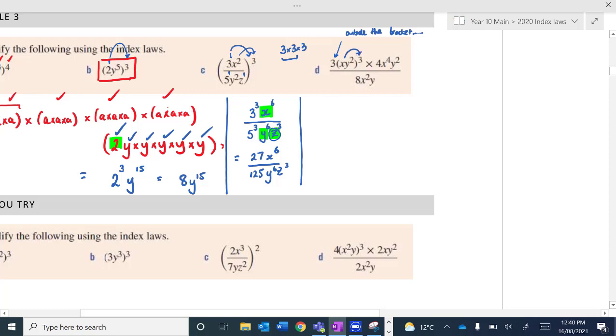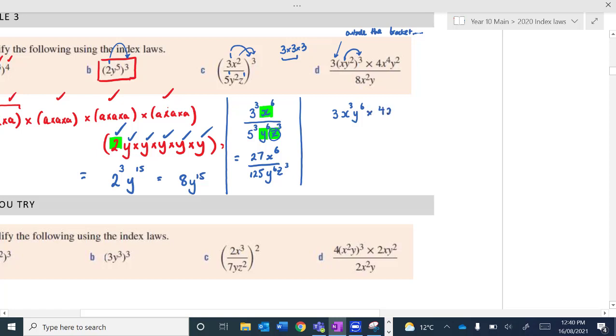Inside the bracket, we've got x to the power of 1. 1 times 3 is 3. So it's x to the power of 3 and y to the power of 6. But don't forget, we've got a 3 out the front, so we're going to have that. So we've just done that bracket.